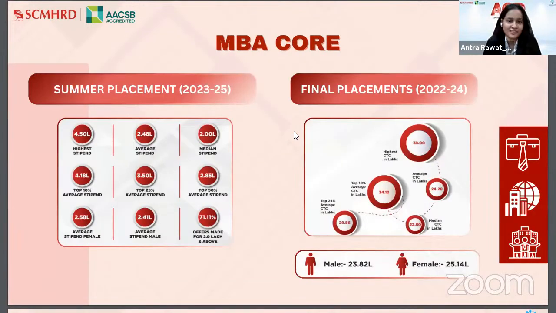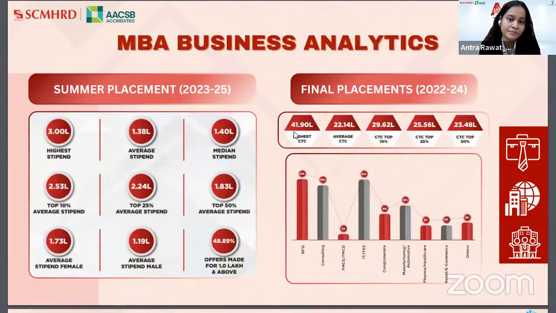One thing that we all want to know before joining any college is their placement numbers. For the MBA course, in the summer placement for the batch of 2023 to 2025, the highest stipend was 4.5 lakh for 2 months, the average stipend was 2.48 lakh, and the median stipend was 2 lakh. The final placement for the batch of 2022 to 2024 had a highest CTC of 38 lakhs per annum, the average CTC was 24.28 lakh, and the median CTC was 22.8 lakhs. Moving ahead.